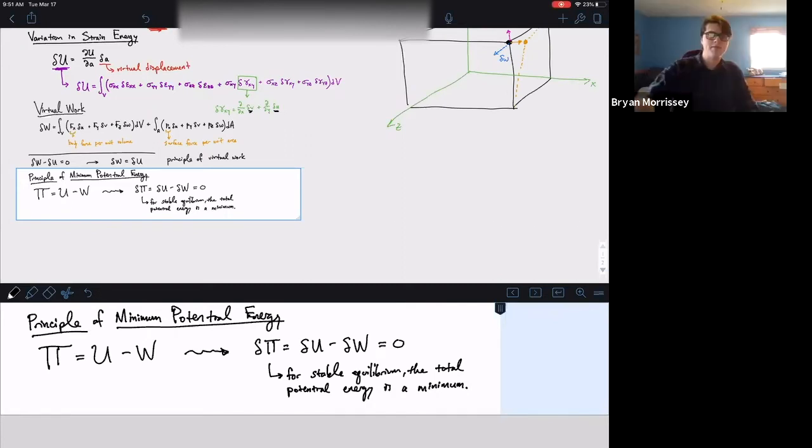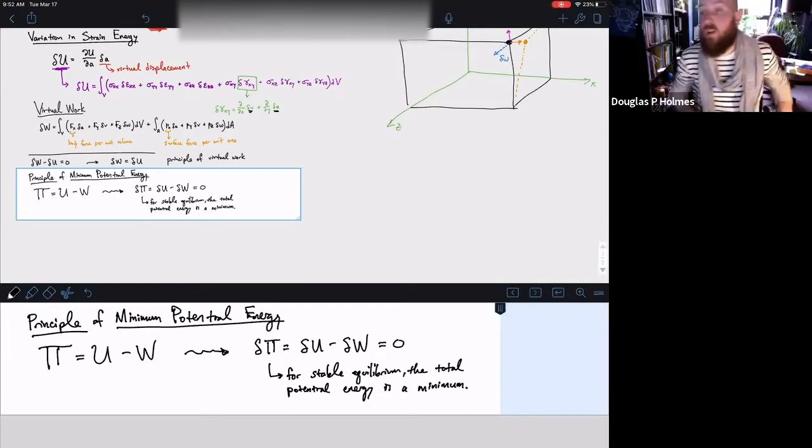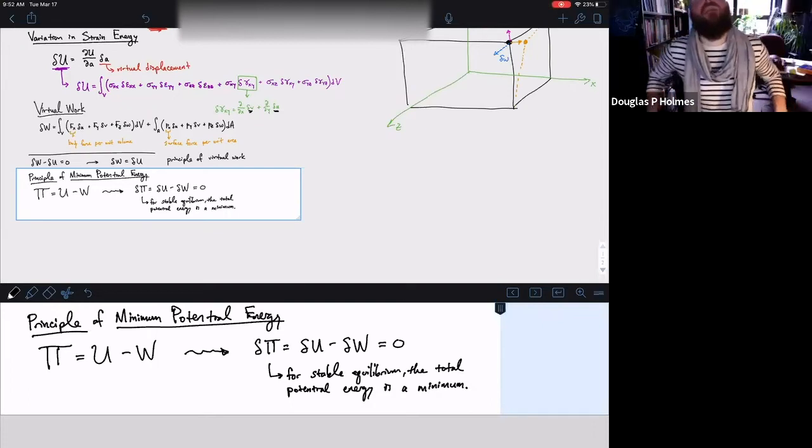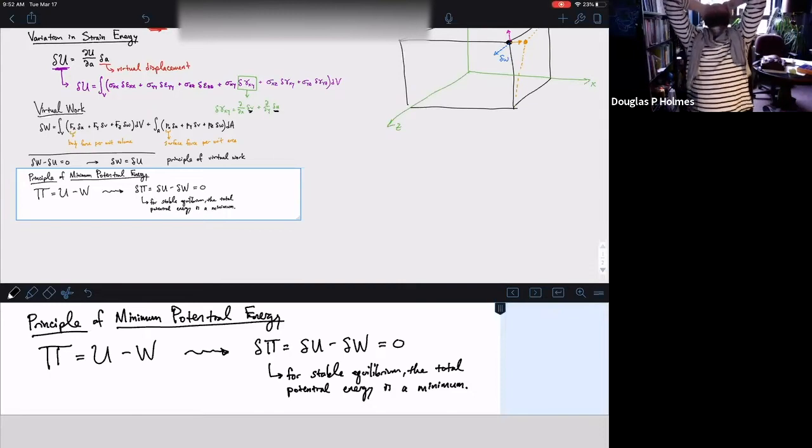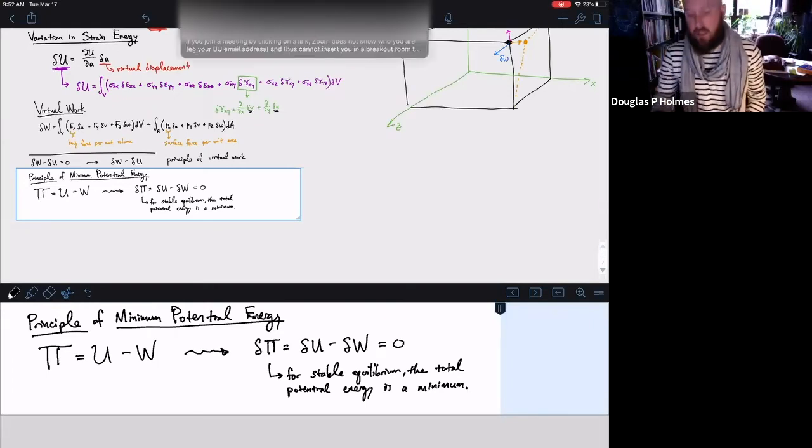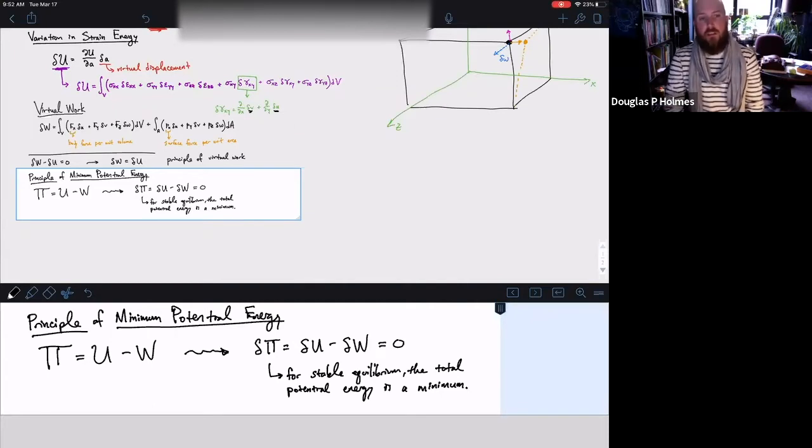Hey, Professor. Yes. So, in this case, the potential energy will never be less than 0, right? Correct. Well, let me say it a different way. Yes, it'll never be less than zero.